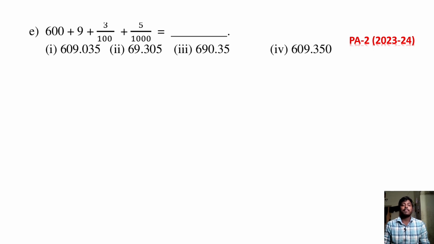Next, 600 plus 9 plus same 609. So check out the options: the first option, the second option, the third option, the last option. Now the missing part is 3 by 10. So the tenth place is 0 here. So option number A is the correct answer, because here the tenth place is 3. So IV is wrong. So the correct answer is option number I.